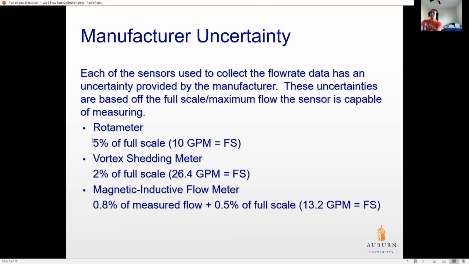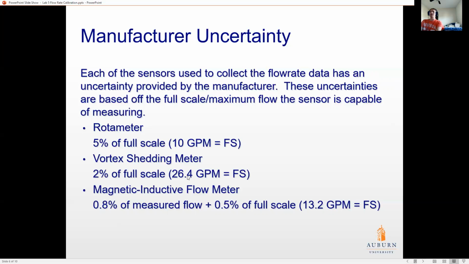Okay, so for the rotometer, it's 5% of the full scale, and the full scale is the maximum flow that it can read. For the rotometer, the max flow it can measure is 10 gallons per minute. So its uncertainty is 5% of 10 gallons per minute. 1% of 10 would be 0.1 gallons per minute, so 5% is 0.5. So the uncertainty of the rotometer is 0.5 gallons per minute.